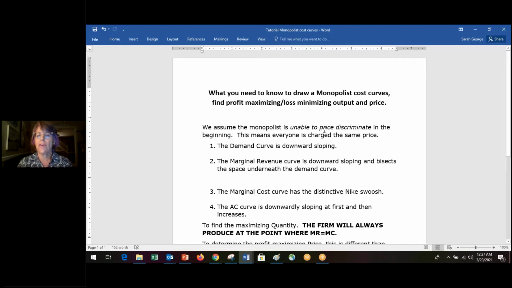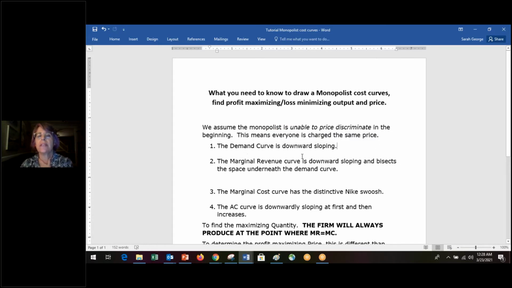So for the first bit of this chapter, we're going to assume that monopolists are unable to price discriminate. And what that means is they have to charge everybody the same price. So they have a downward sloping demand curve. And as they go down the demand curve, it's not like some people pay a high price and some people pay a low price. Everybody pays the same price. So that's unable to price discriminate. This means that everyone is charged the same price. Later in the chapter, we're going to have price discrimination.